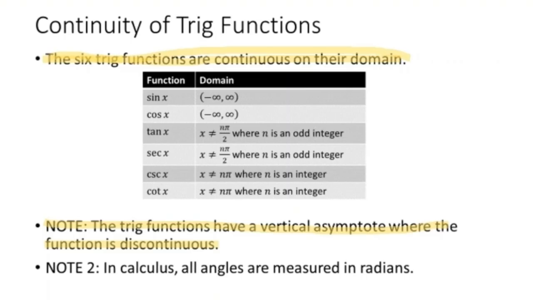And this is something you would have seen in pre-calculus while studying the graphs of tangent, secant, cosecant, and cotangent. Wherever they were undefined, there were vertical asymptotes. We'll see an example later on as to why they have vertical asymptotes where they are discontinuous.